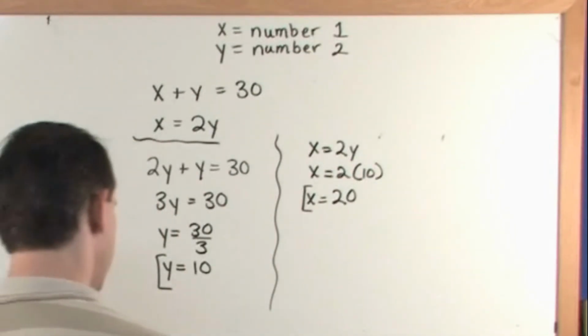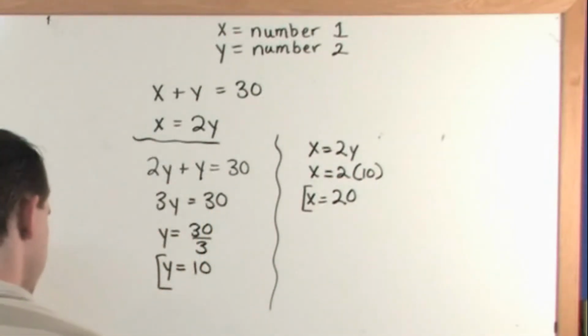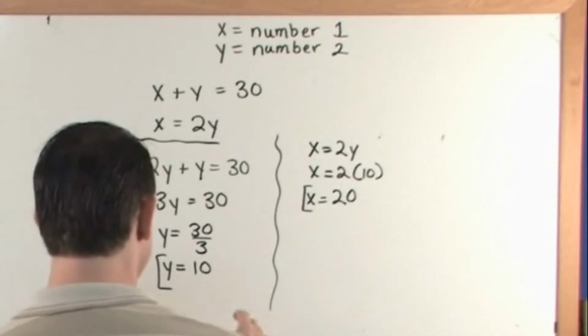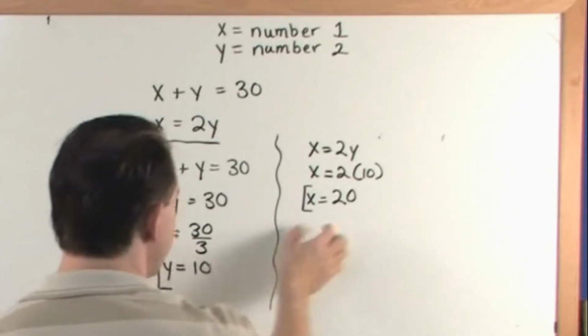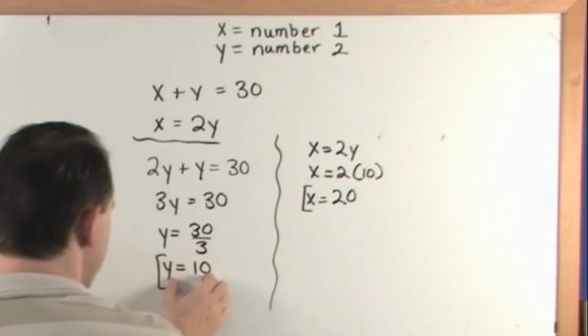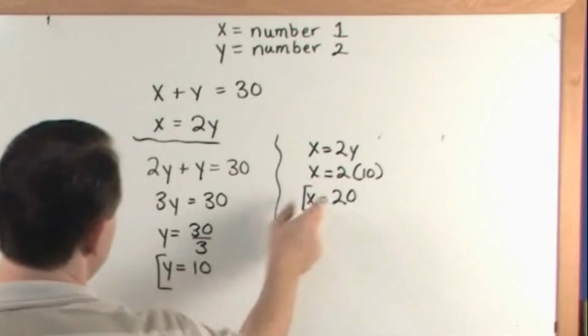So we should always check our work. That's really easy to do. So let's check our work. The sum of two numbers is 30. That's what the problem says. These two numbers, if these are the right answers, the sum of them equal 30. That's true. 10 plus 20 is 30. Okay?